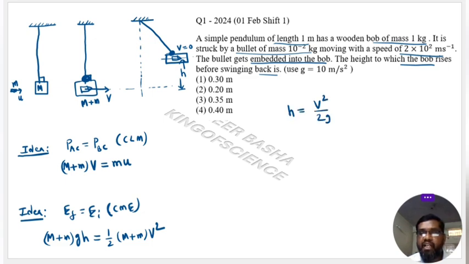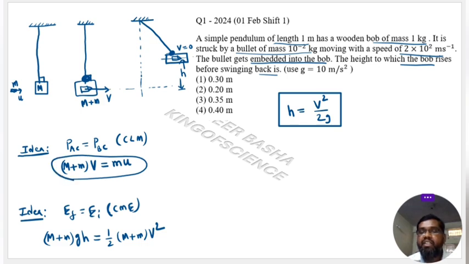You can remember it as a standard expression: if some object is raised from a lower to a higher level, then the height raised is given by h equal to v square by 2g. So from here I can get the v value, and I can substitute it here. So h will be equal to v square by 2g, where v square means m square u square by (m plus m) whole square.